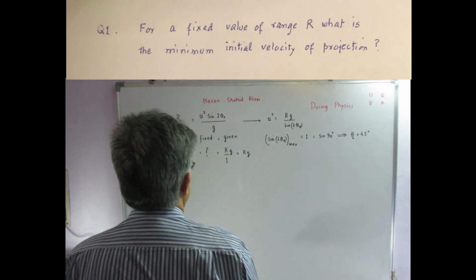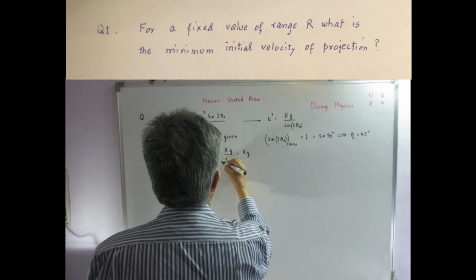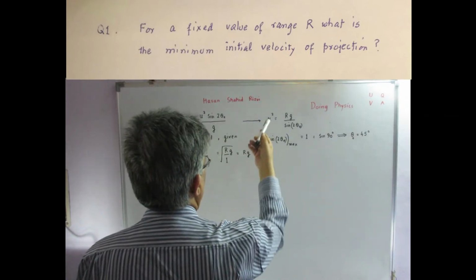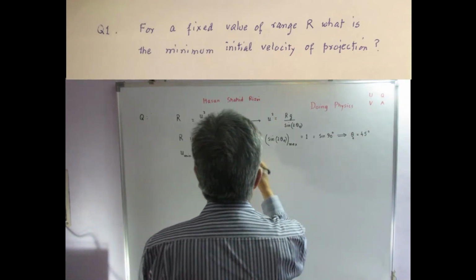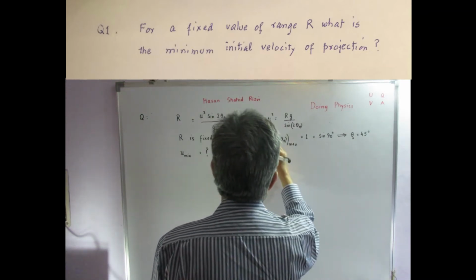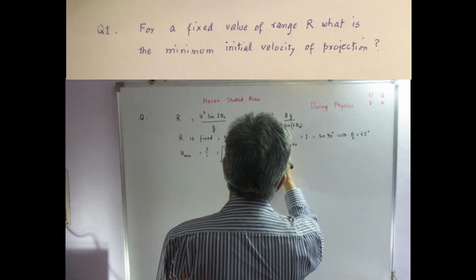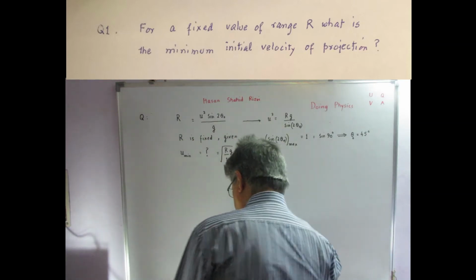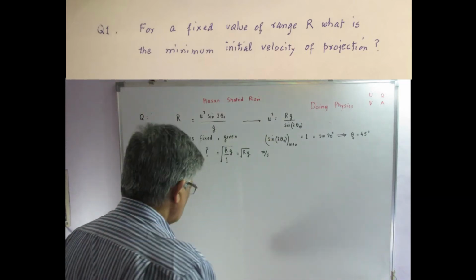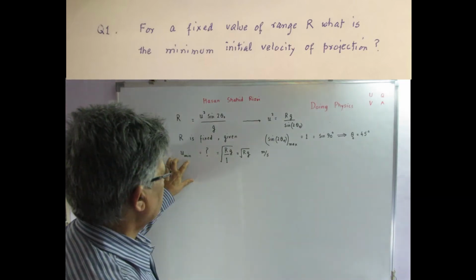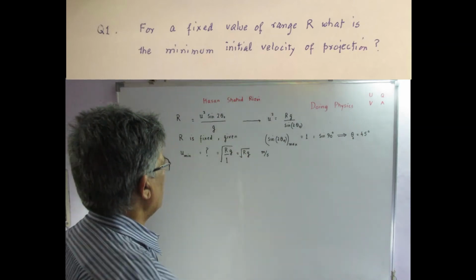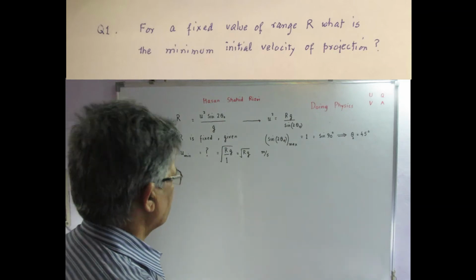Because this is the value of u minimum square, u minimum is equal to under root Rg, and of course the unit will be meter per second. So for a definite R, we find out the minimum velocity with which the projection has to be done. The projection has to be done at 45 degrees, and this turns out to be like this.